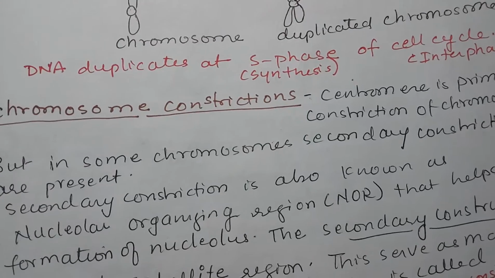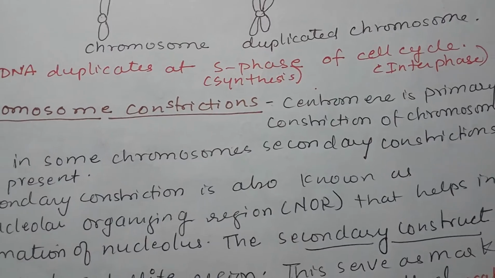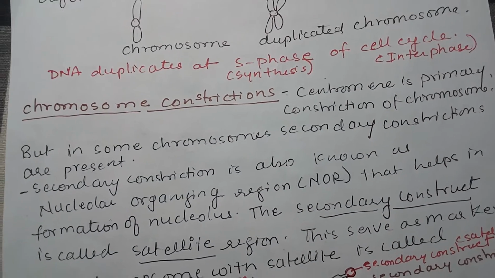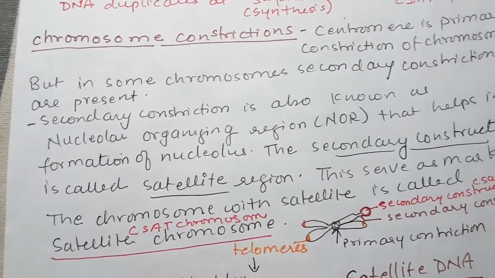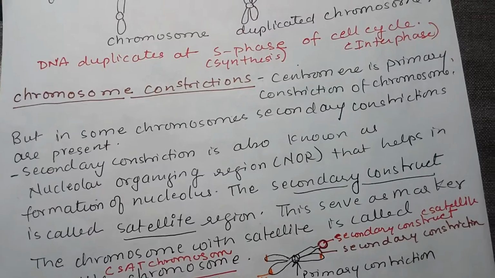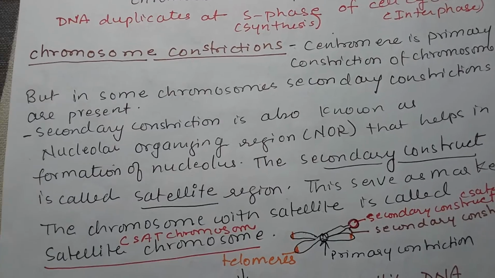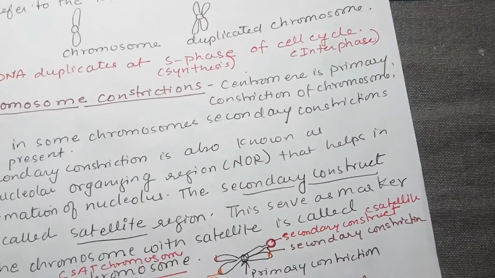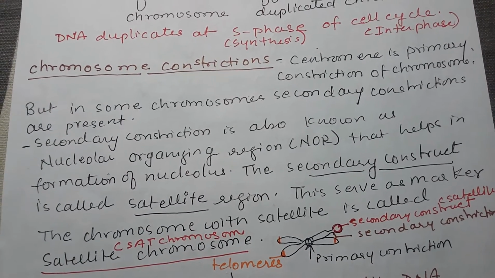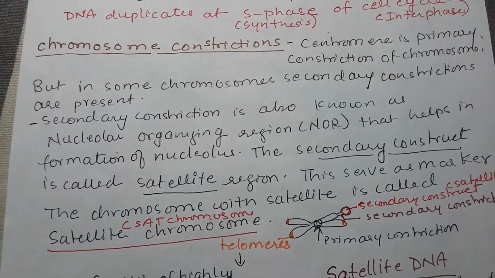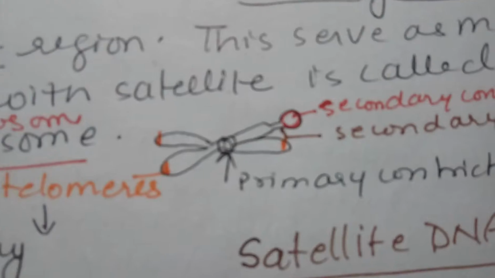Now, chromosome constrictions. The centromere is the primary constriction of the chromosome, but in some chromosomes a secondary constriction is also present. The secondary constriction is also known as the nucleolar organizing region, which helps in the formation of the nucleolus. The secondary constriction is called the satellite region, and it serves as a marker to identify the chromosome. A chromosome with a satellite is called a SAT chromosome or satellite chromosome.